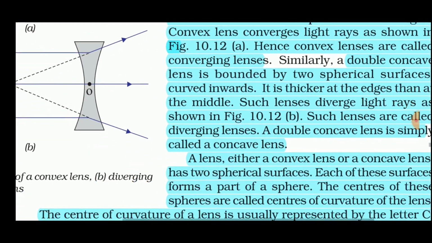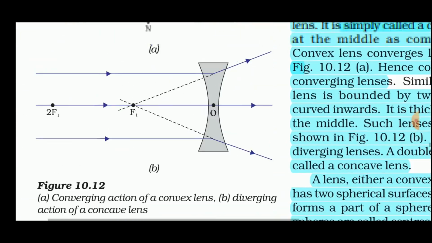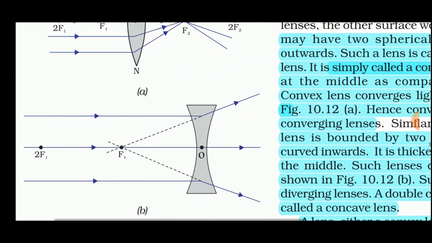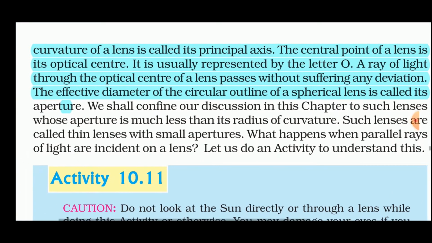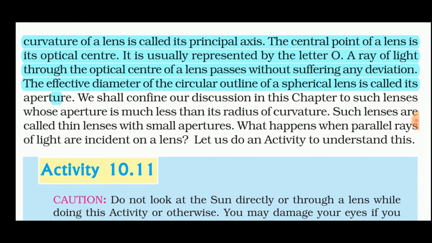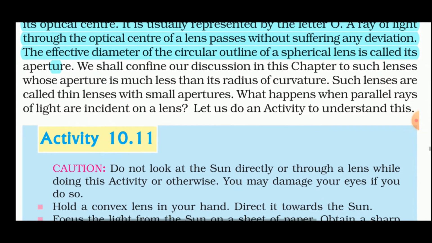For such lenses, the imaginary straight line passing through the two centers of curvature is called the principal axis. The center point of the lens is the optical center, usually represented as O. A ray of light passing through the optical center of the lens passes without suffering any deviation. The effective diameter of the circular outline of the spherical lens is called the aperture.